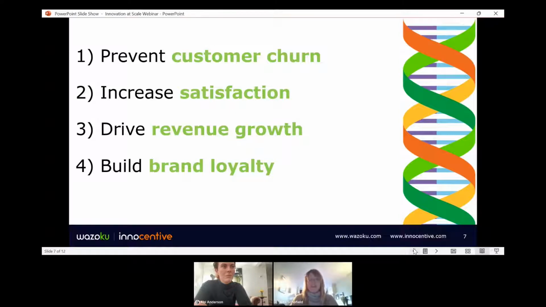Driving revenue growth. So happy customers, returning customers tend to come back and buy more. It's really important, as you all know, to be able to continually drive that growth and build that brand loyalty. So people are really coming back, they're buying more, they're happy, and you're really delivering that great customer experience.